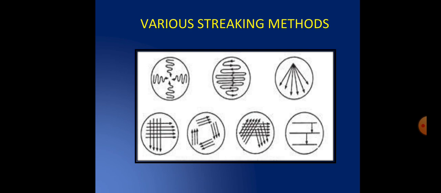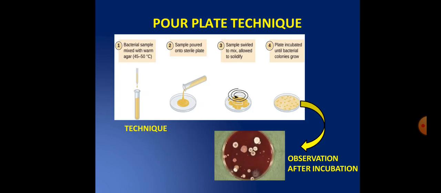So this is the pour plate technique. We have to take the bacterial sample, mix it with warm agar, pour the sample onto a sterile plate, and then allow it to solidify. After solidification, the plate is allowed for incubation. After incubation, colonies are observed in the plate.